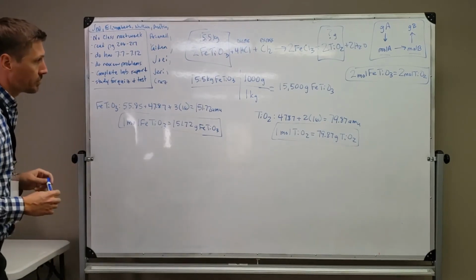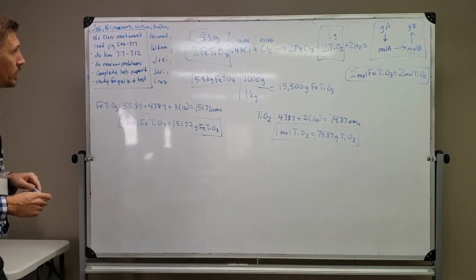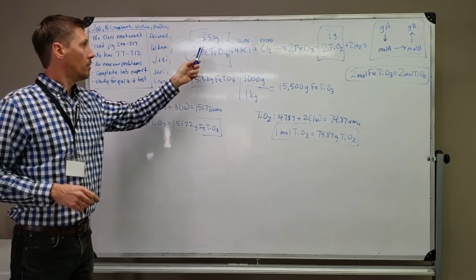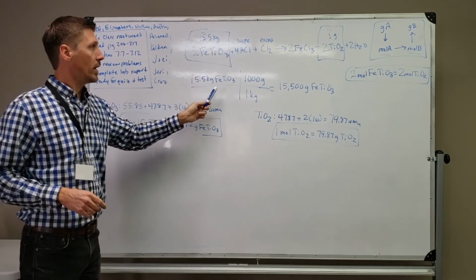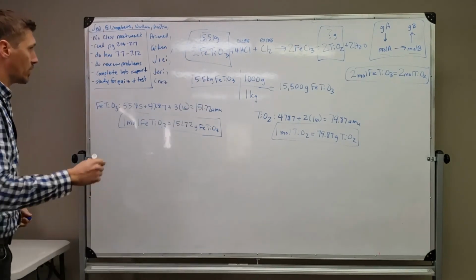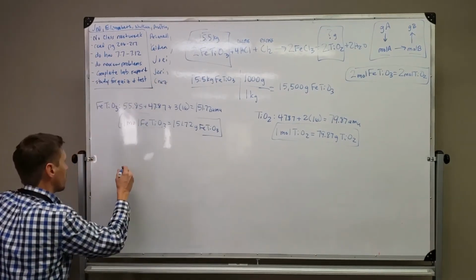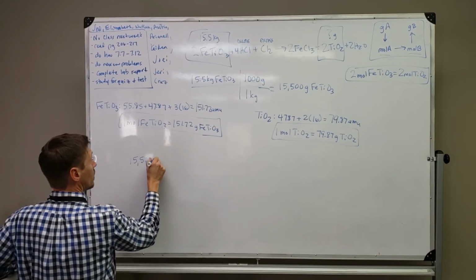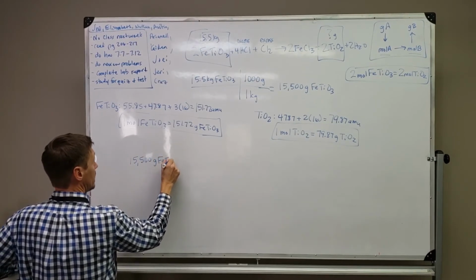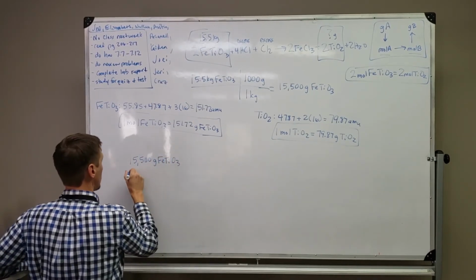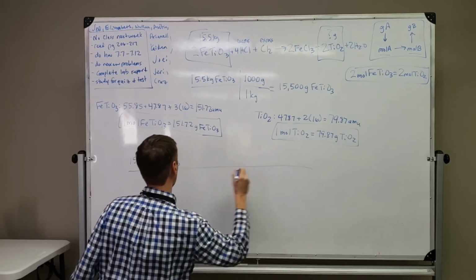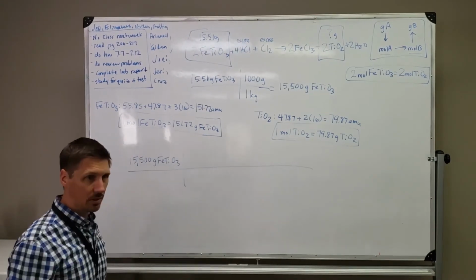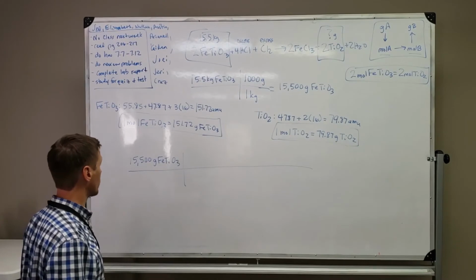But I like to, we know we're converting from grams of this stuff to grams of the other stuff. So I'm going to write grams of this down on this end, and we're going to do one long big problem, all right? 15,500 grams of FeTiO3. And I want to show you just how, whenever you have all the stuff that you need to do the conversion, it really is just a big unit conversion.